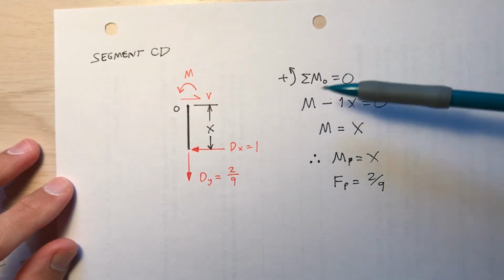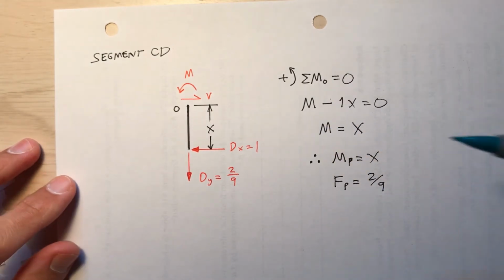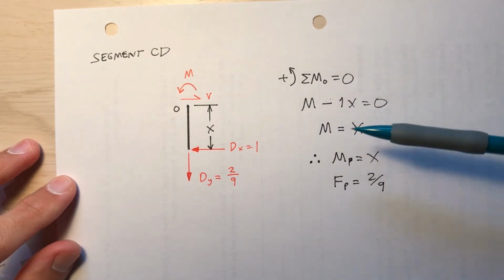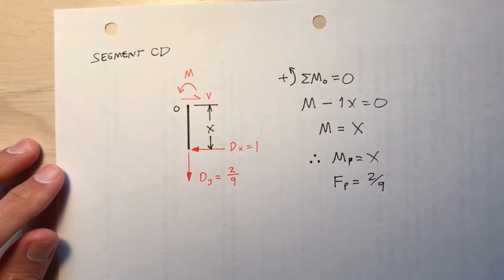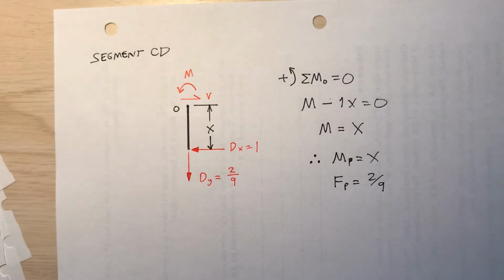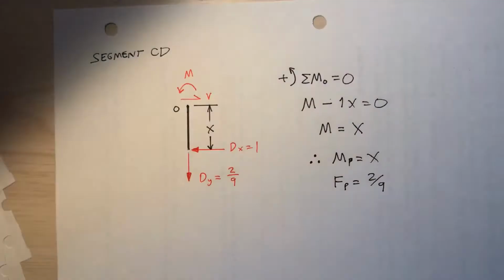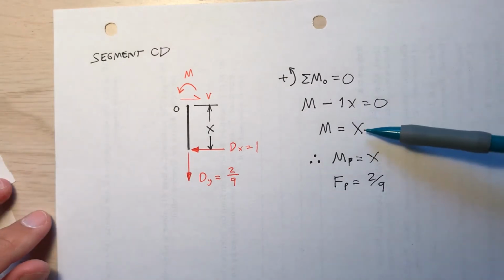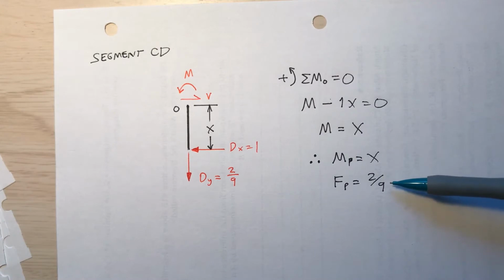Equilibrium, sum of the moments about point O is 0. I get that M is x. So the value of the bending moment where x is 0, that is at the bottom, that would be 0, wouldn't it? And then remember that CD was 8 feet tall. So up at the top I'll have an internal bending moment of 8. So M sub P is x, and then the axial load 2/9, positive because it's in tension.